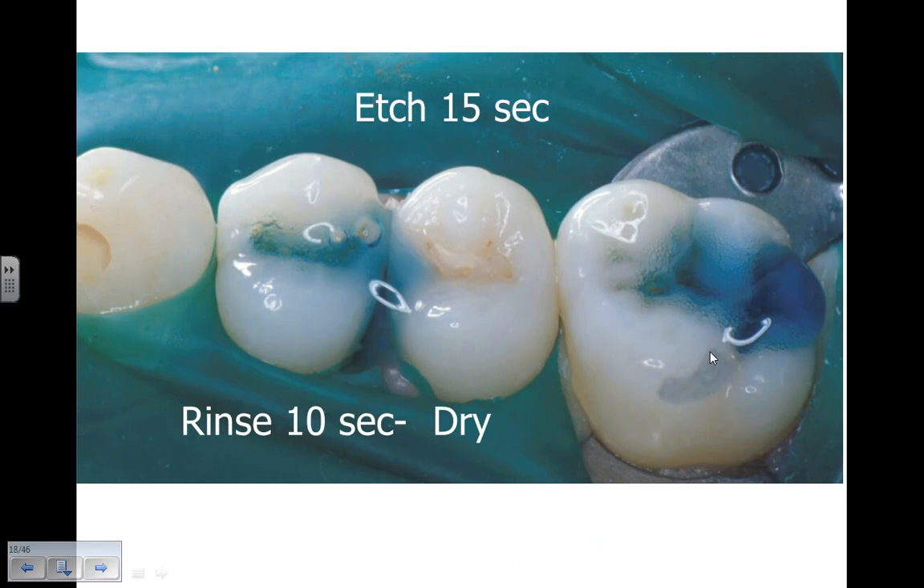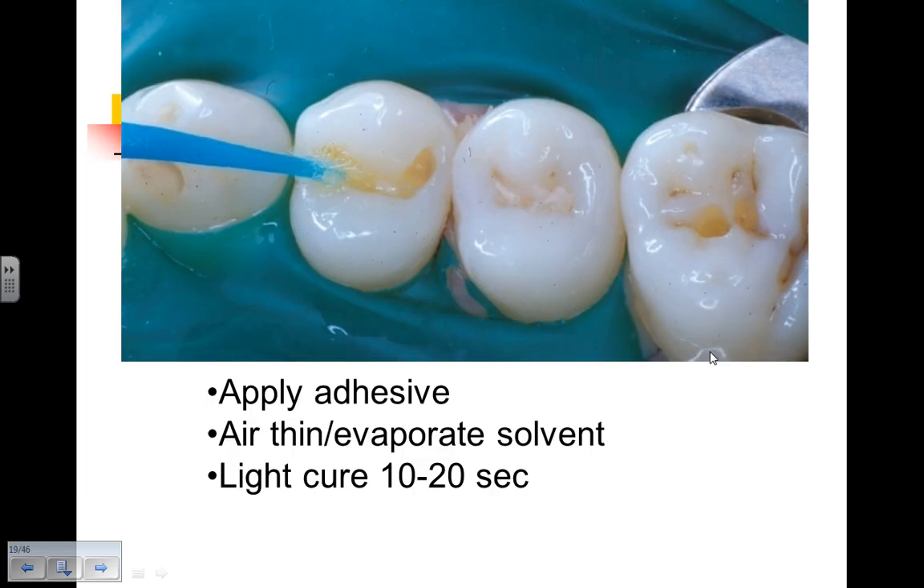For 15 seconds of all the surfaces we'll be restoring. We then rinse it for 10 seconds and dry the surface off. We apply the adhesive using a microbrush. We air thin and evaporate off the solvent. In this case, we're light curing for 10 to 20 seconds depending upon the light that you're using.